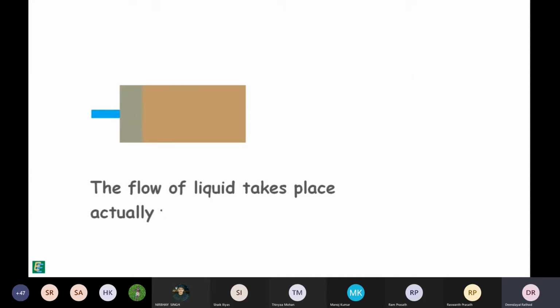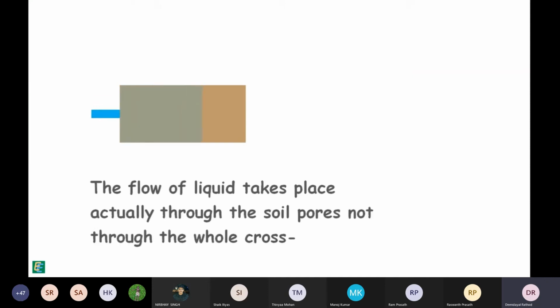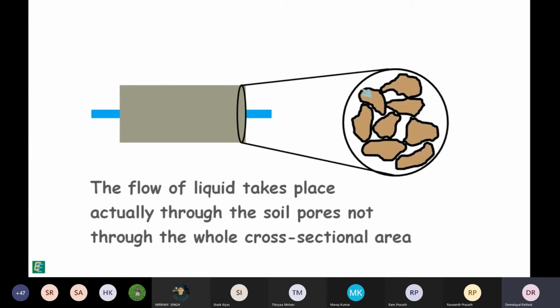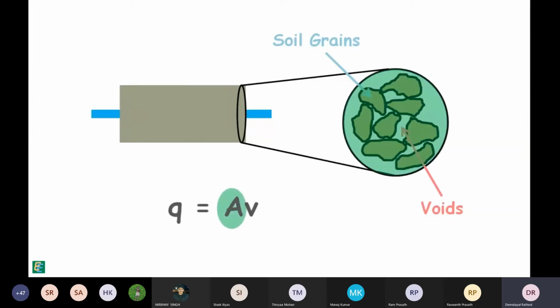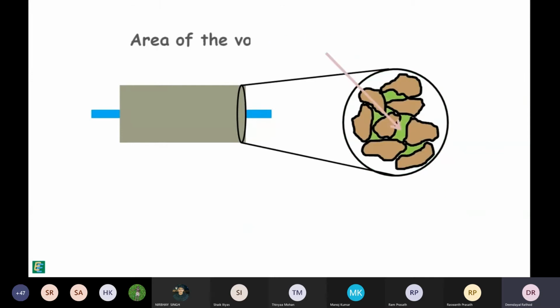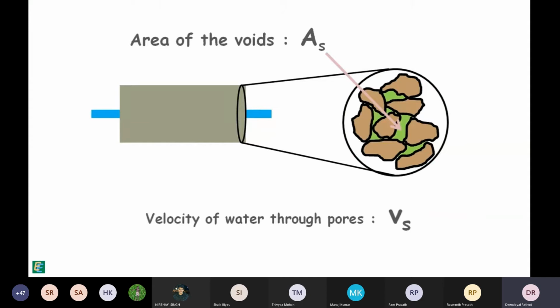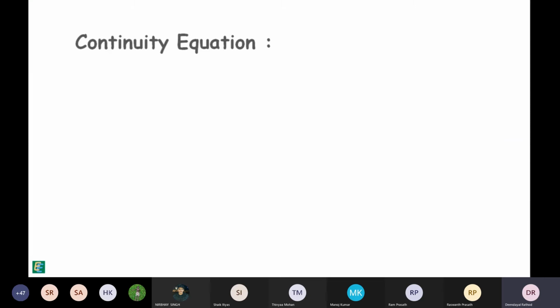the flow of liquid takes place actually through the soil pores, not through the whole cross-sectional area, because primarily this cross-sectional area is composed of soil solids and very less area is available for the voids. But for the calculations, we have considered the whole soil area. So let's say the average area of the voids is As and the flow of water in the soil pores has velocity Vs. Using the continuity equation, we can write that discharge through the whole cross-sectional area is actually equal to the discharge through its voids.